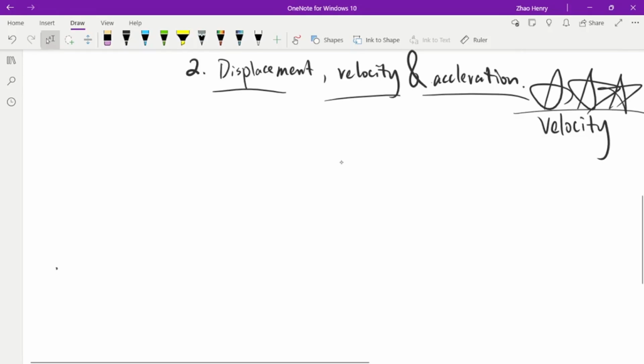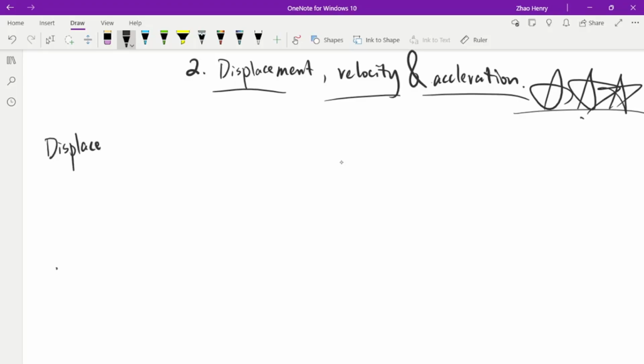Alright, the second topic: displacement, velocity, and acceleration. This topic is very, very important. It is as important as the trunk of a tree. So in this topic, you have to clarify and know the difference between displacement and distance. Also, velocity and speed.